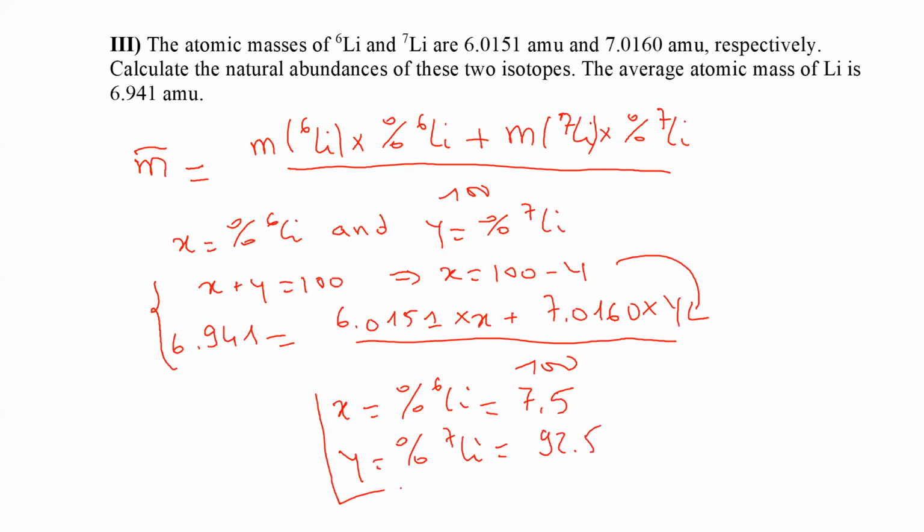So we can reflect a little bit on this result. When you look at the average mass, it's equal here to 6.941. So we know that it's closer to 7. So we should have more of the lithium-7. You should have more of this isotope, which is logical. So we have more of this one than of the other because the mass is closer to 7 than to 6 when you get the average mass here. Okay, that is all for exercise number 3.